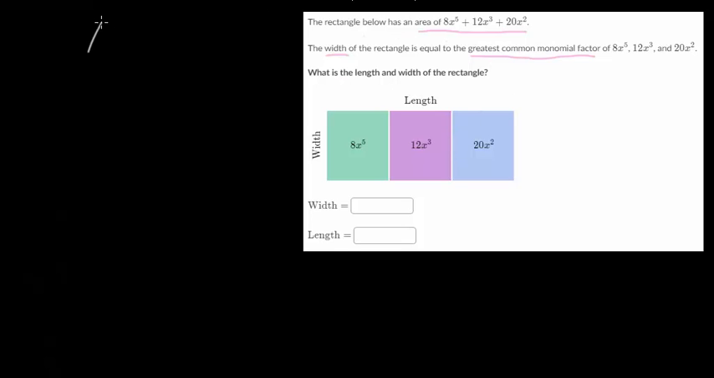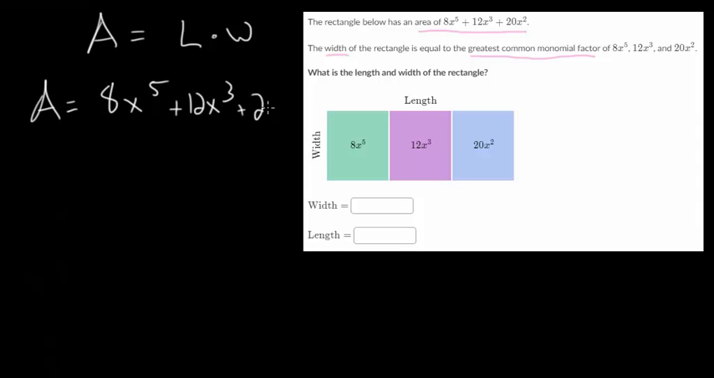So of course we know that the area of the rectangle is the length times the width, or vice versa. And so let's rewrite what the area is. It's 8x to the 5th plus 12x cubed plus 20x squared. And we know that whatever we're able to factor out, whatever the common factor is, that will be our width. So let's pull out from these terms the greatest common factor.